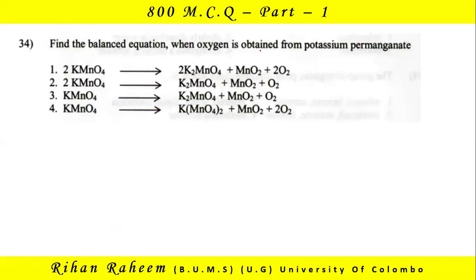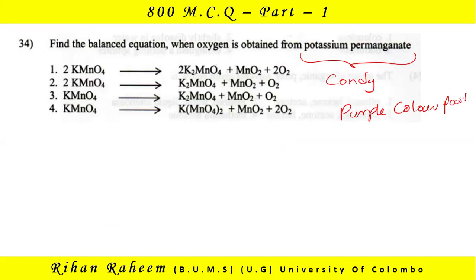Find the balanced equation when oxygen is obtained from potassium permanganate. The common name of potassium permanganate is Condy's crystals. It's a purple colored powder. It's used as an application to heal wounds. It can kill bacteria and fungus. Before they were using it, but now we have iodine, Betadine, better ones. So now we are not using it. But before, your grandfathers will know, when they got a wound or anything, they just applied a purple colored liquid. So that is the Condy's powder, KMnO4.